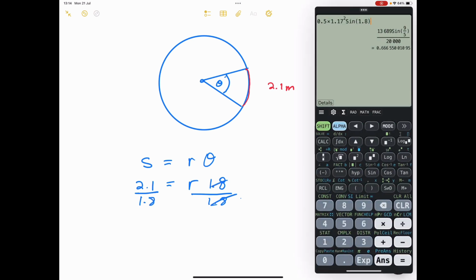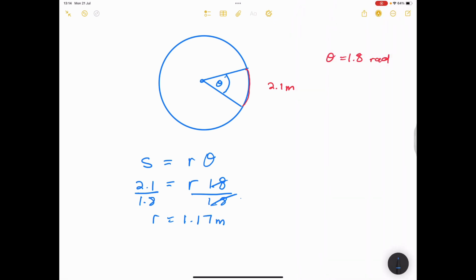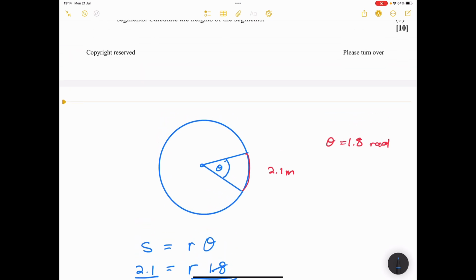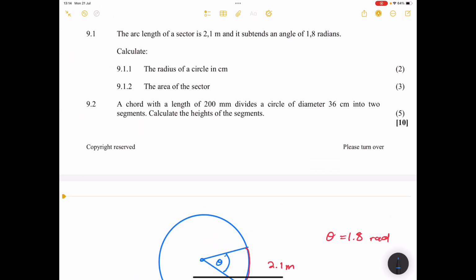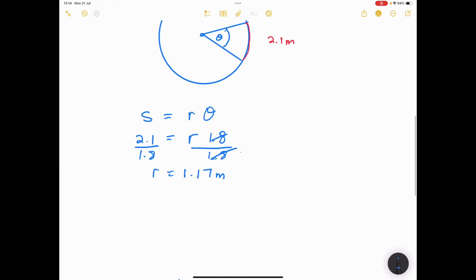Let's do that quickly. That's 2.1 divided by 1.8, and I get a value, R is 1.17 meters. Please note I'm calculating that in meters because my arc length was given in meters as well. However, my question said the radius of the circle in centimeters. So I want to now convert from meters to centimeters.